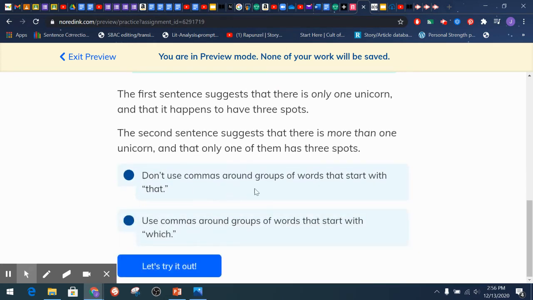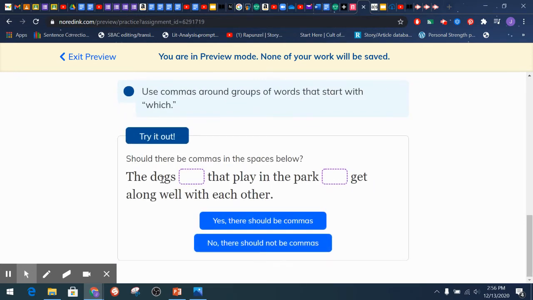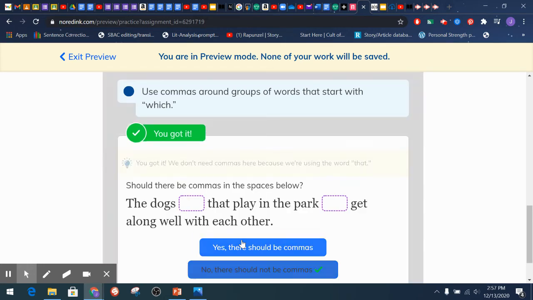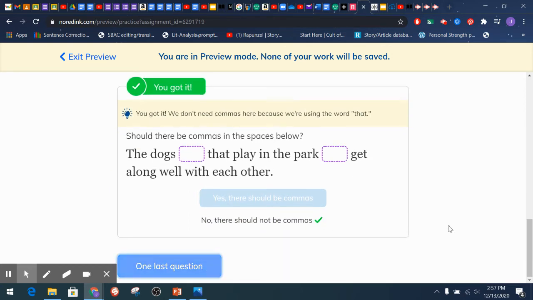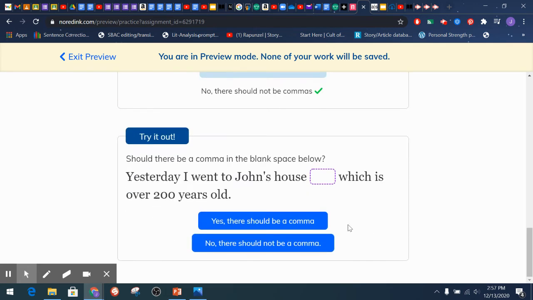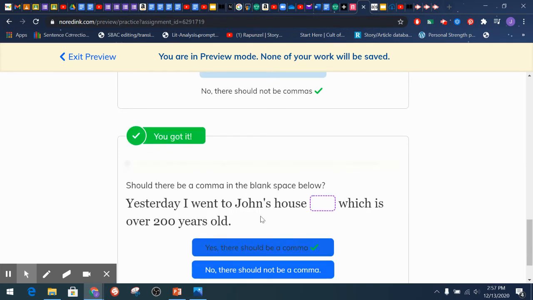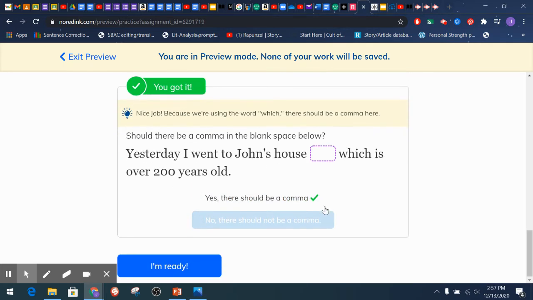So we don't use commas around groups of words or phrases that start with that, but we do with which, like I just said. So the dogs that play in the park get along well with each other. Should there be commas or should there not be commas? No, there should not be commas because we have used the word that. And then yesterday I went to John's house, which is over 200 years old. So yes, there should be a comma because it's a which phrase. There always gets a comma.